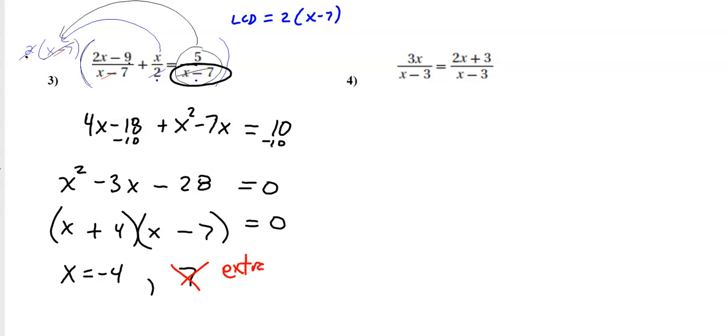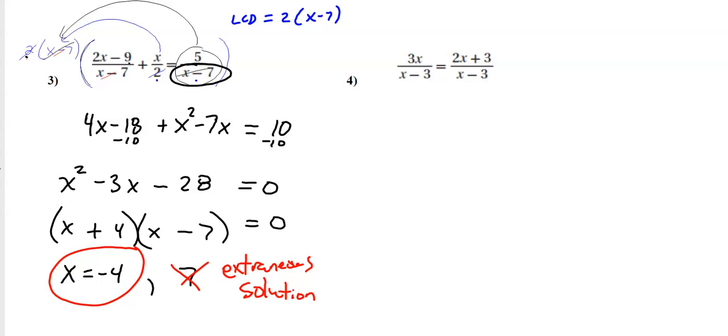You are what's called an extraneous solution, meaning that, yeah, I did the math, I found a solution, but when I put it back in, it doesn't work because the bottom is undefined, it's 0. So the correct answer is just x equals negative 4.